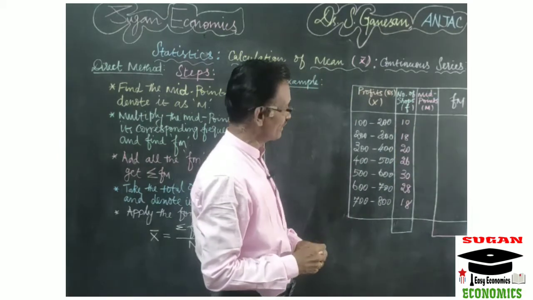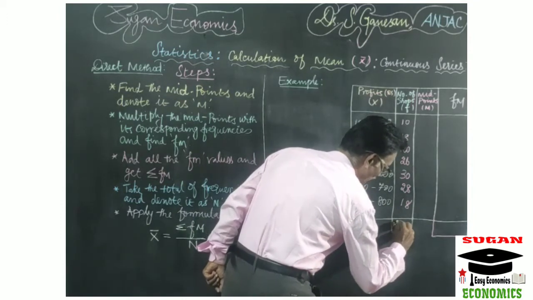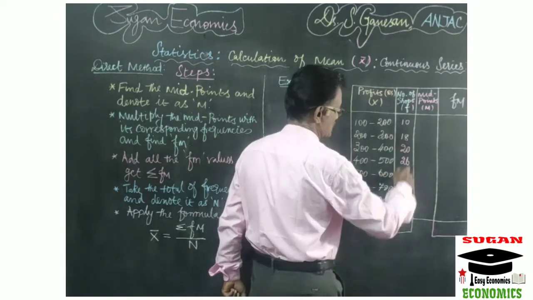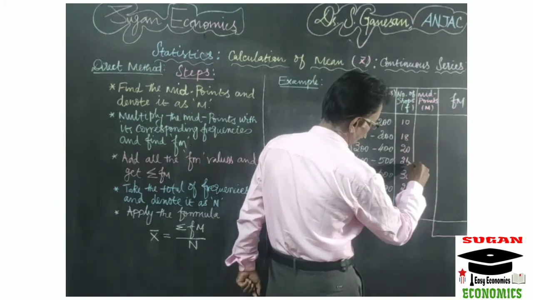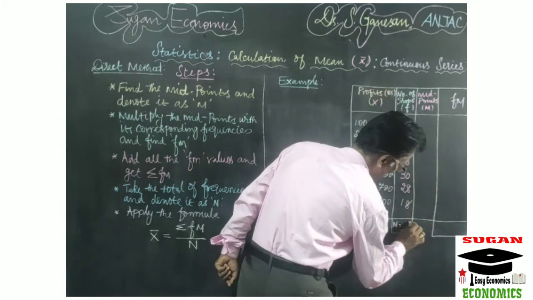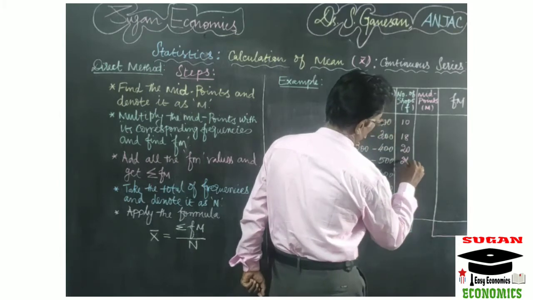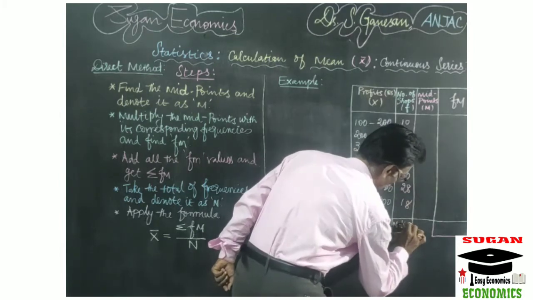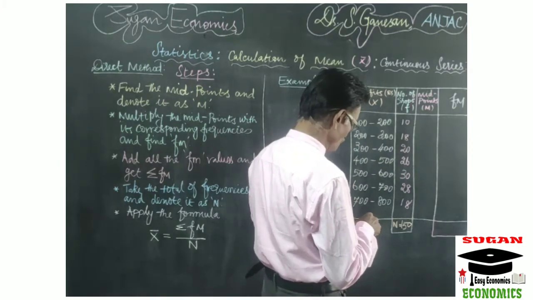So now first we have to find out the N value. N is nothing but the sum total of the frequencies. So 10, 28, 48, 74, 104, 132, 150. So here N is equal to 150.